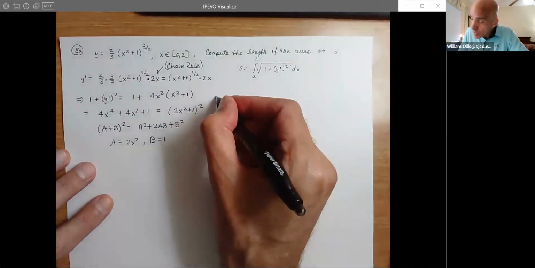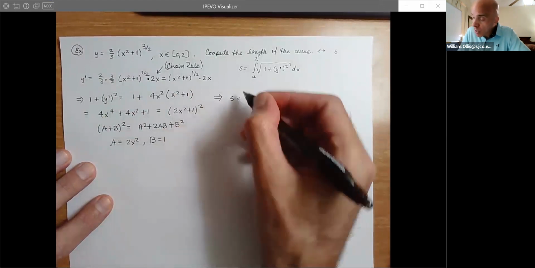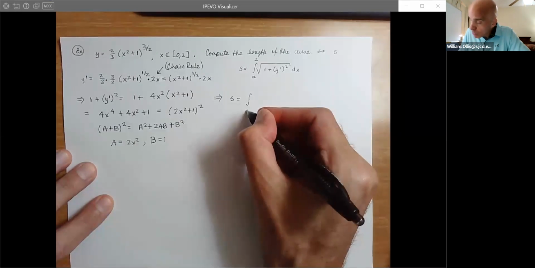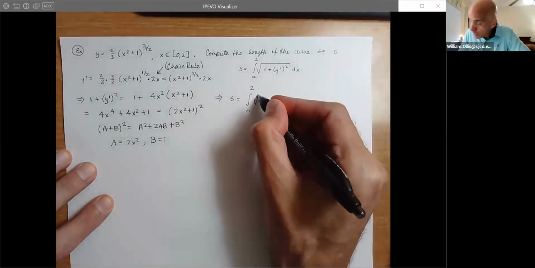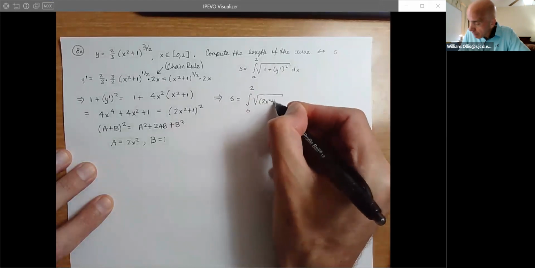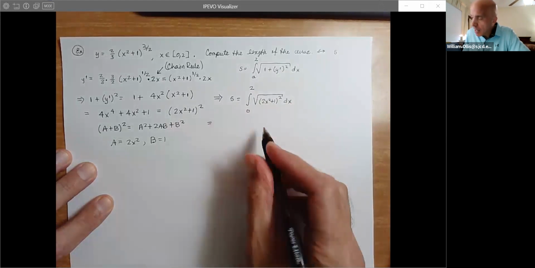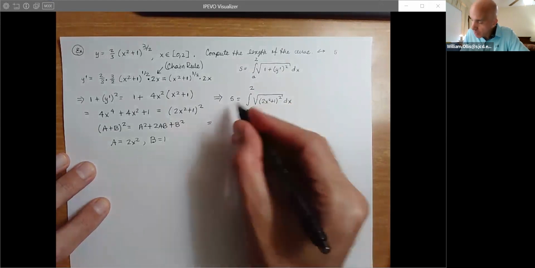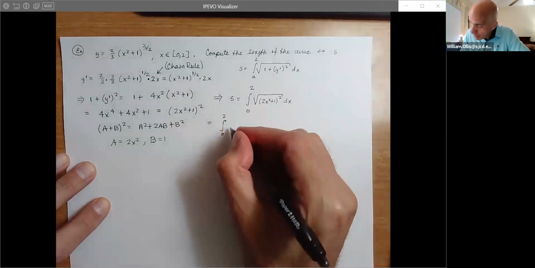So now this implies that the arc length, and we're given the interval of integration, will be 0 to 2. So we take the square root of the perfect square. So now the square root of the square is the absolute value. We know that from, well, probably not algebra 2, probably college algebra.